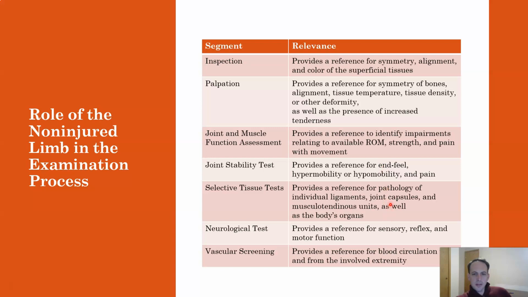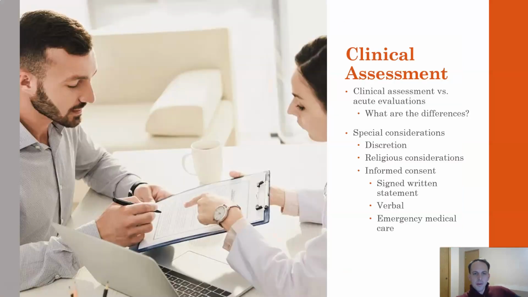With the joint and muscle functional assessments, we give references to their available range of motion and strength. Same thing with joint stability. We can get a reference for their end feels as whether they are typically hyper or hypomobile individuals. The selective tissue tests that we get in there as well, these will serve as our reference for the various pathologies associated with that, and same with neurological and vascular screenings. You can see basically all of these come down to the uninjured limb providing us a reference. So it's always important throughout our injury evaluation process to use the uninjured limb as that reference.